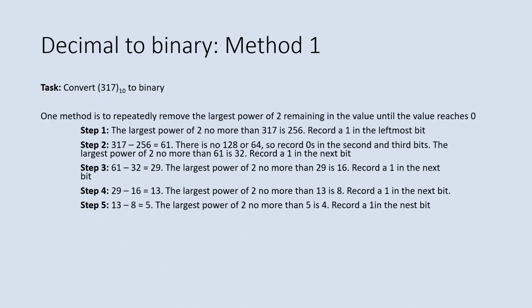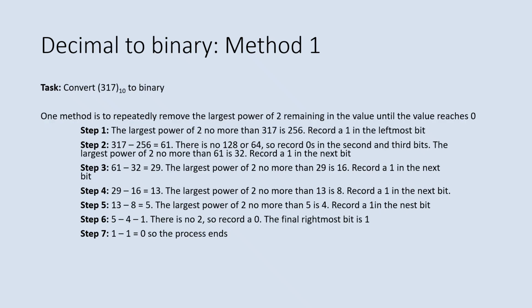So the largest power of 2 is 4, so we're going to record a 1 in that spot. When we subtract the 4 from the 5, we're left with just 1. But the next position corresponds to the 2's place, so there is no 2 in 1, so we record a 0 in that bit. And then the final rightmost bit is the 1 that we had. So we subtract that 1, the process then ends.